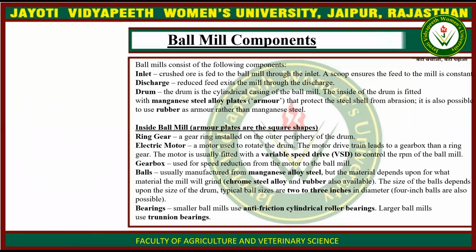The drum is the cylindrical casing of the ball mill, and the inside of the drum is fitted with manganese steel alloy plates, that is armor, that protect the steel shell from abrasion, and it is also possible to use rubber as armor rather than manganese steel. Inside the ball mill, armor plates are square shaped. Ring gear, a gear ring installed on the outer periphery of the drum.